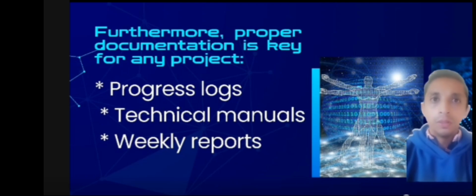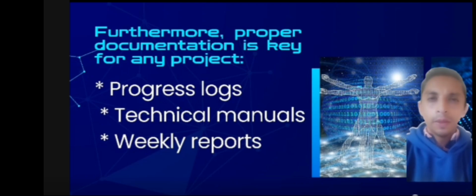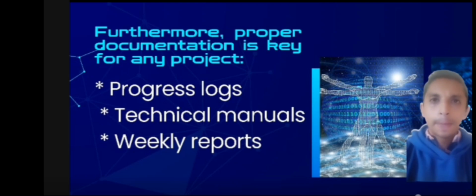Progress logs or development journals help track daily or weekly activities. They serve as a timeline and allow the project manager to see what has been accomplished. Technical manuals describe how the system works internally. These are crucial for maintenance, onboarding new developers, or even scaling the project.